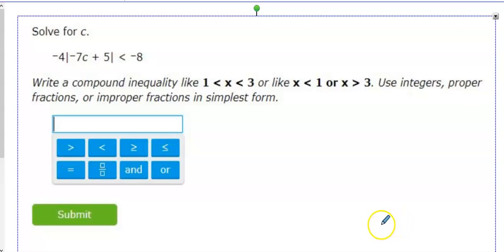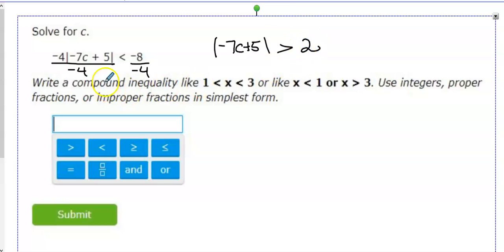Okay, the next one, let's see. Okay, so this is one where I'm going to divide on both sides by negative 4. If I divide by a negative number, remember, I have to reverse the symbol. So then I have negative 7c plus 5 inside the absolute value is greater than 2, because I have divided by a negative number. Negative 8 divided by negative 4 is 2.